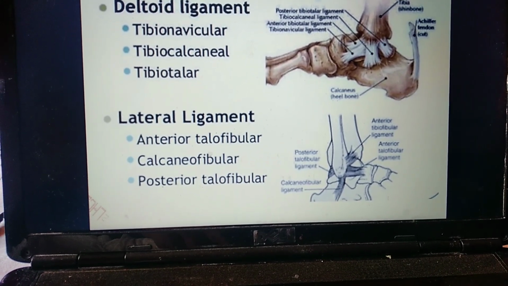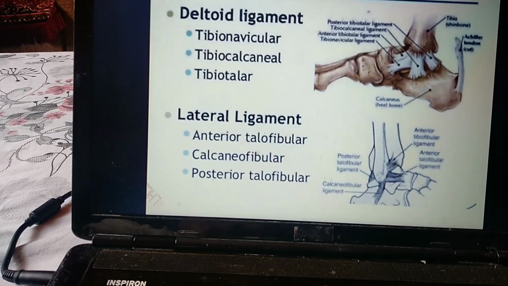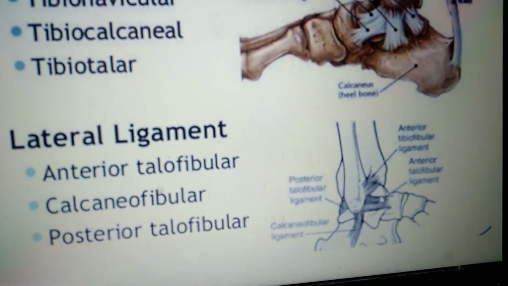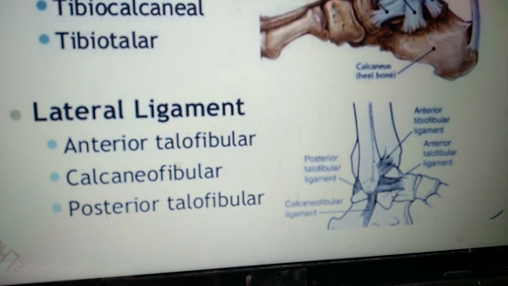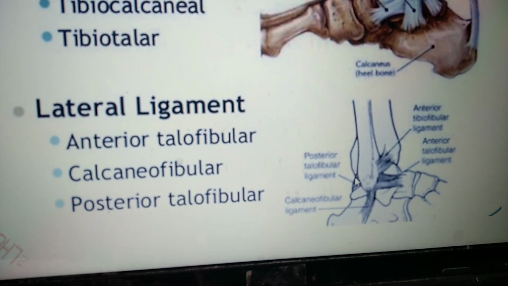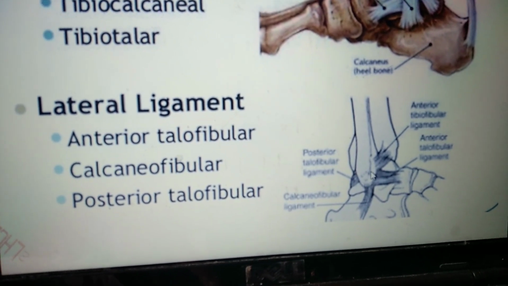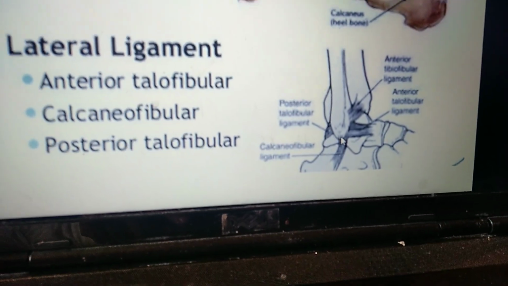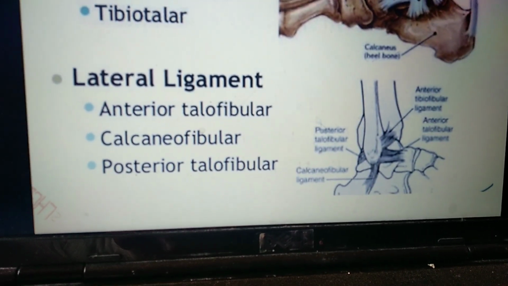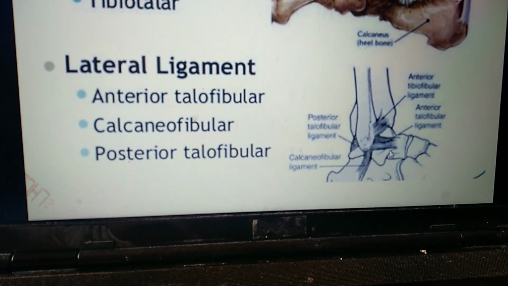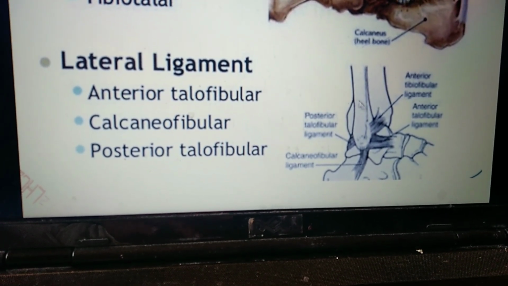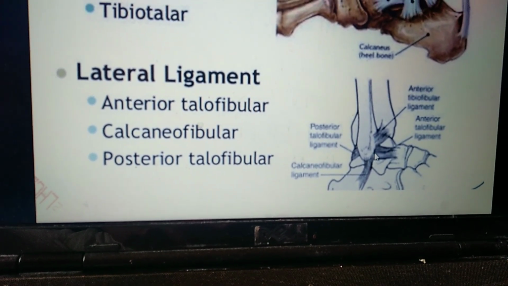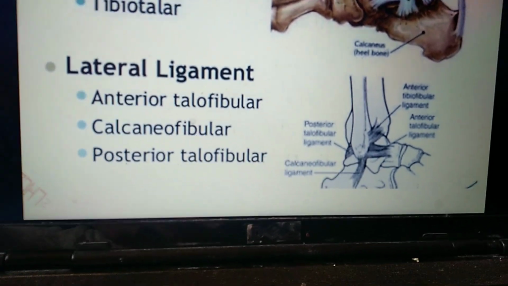Then you will see that the anterior talofibular ligament gets damaged, very commonly. If the injuring force is very high, it will pass on and affect the posterior talofibular ligament. The calcaneofibular ligament is very rarely affected. So the most commonly affected is the anterior talofibular ligament. All the lateral ligaments will get stretched when excessive inversion occurs. Excessive inversion should not occur.